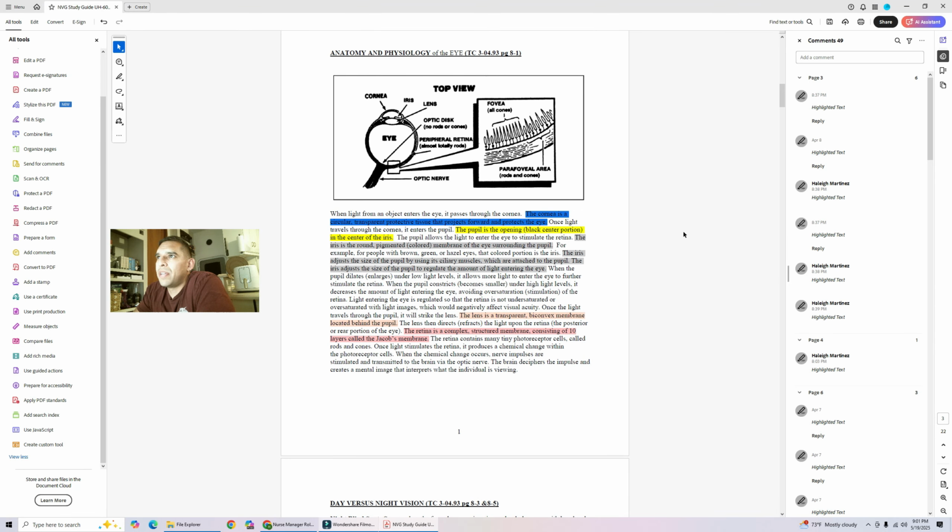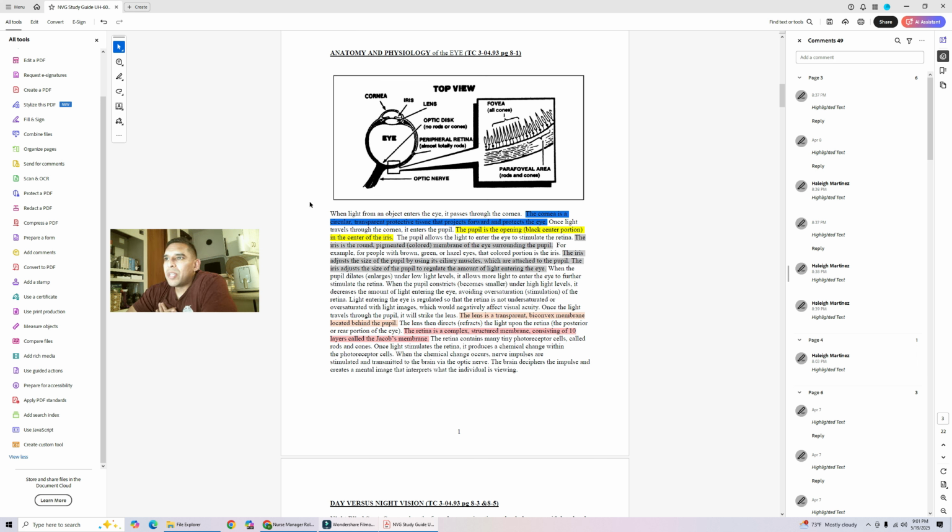Anatomy and physiology of the eye. If you look at the top view here, you have the cornea, the outer protective layer, the iris, the part that contracts and expands to let light through your pupil, your lens behind your pupil, and your optic disc down here, no rods, no cones, and you have your optic nerve down here. So I'm going to read this paragraph to you and we'll talk about it.